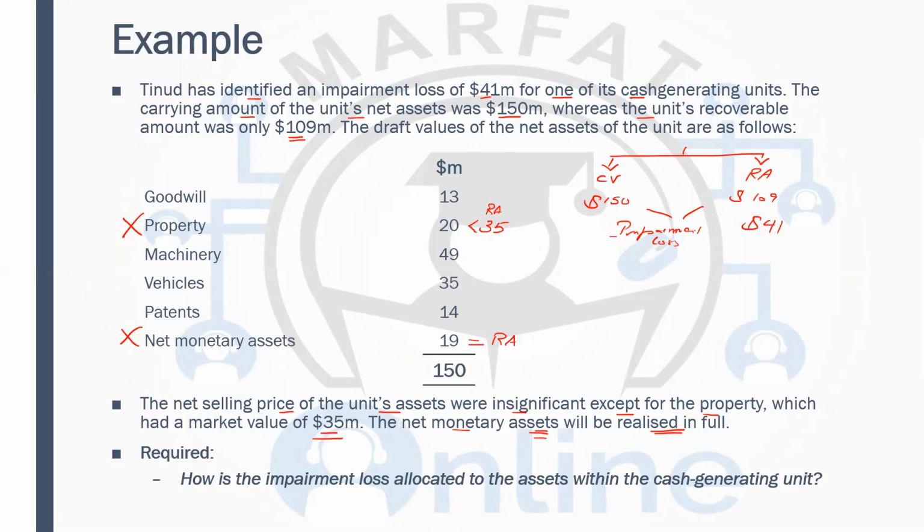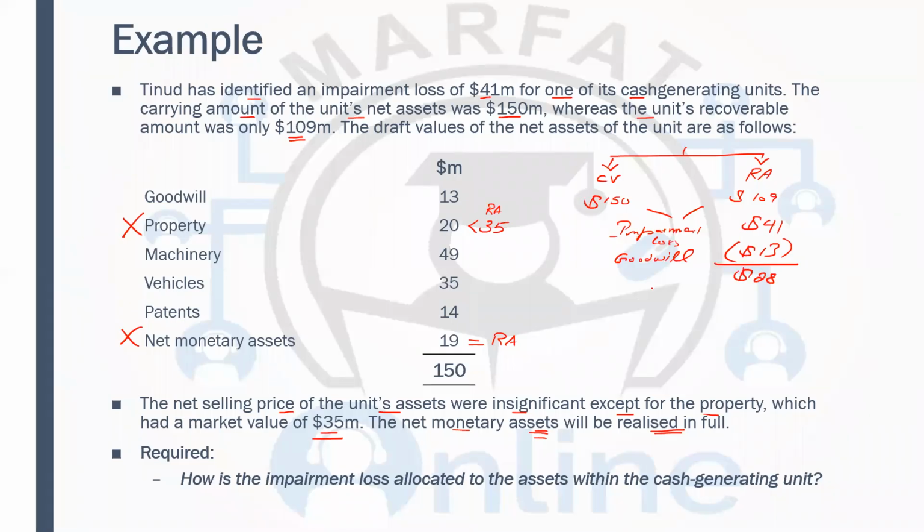Now, there's no specific asset in the question; they told nothing about this. So first of all, we'll be charging the impairment to the goodwill. Goodwill is 13. Now the whole thing will be written off. Okay, let me use my calculator. 41 minus 13 is equal to 28.